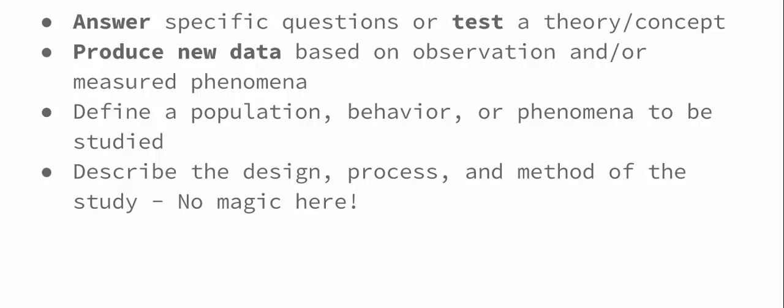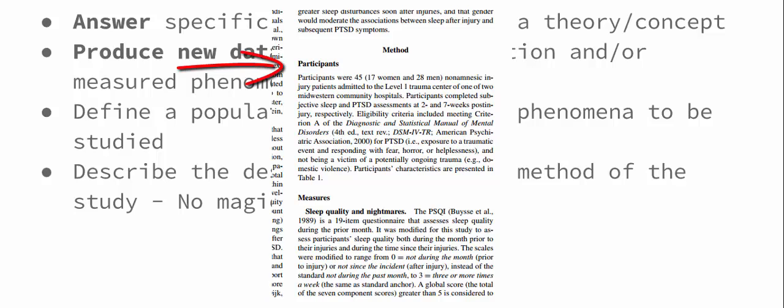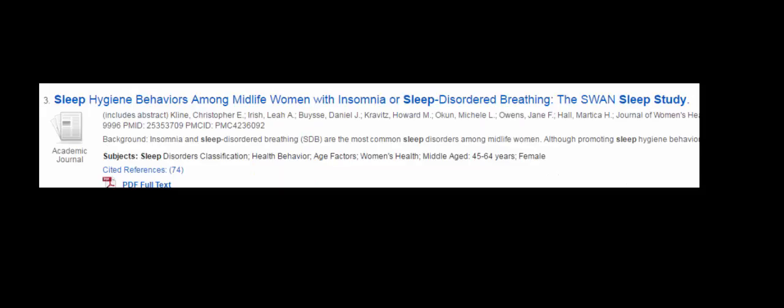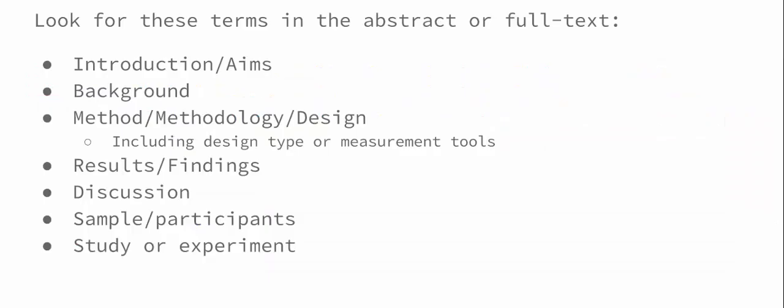Research study articles follow a similar format and basic design. Each study defines the population or sample, the behavior or phenomena to be measured, and describes the methodology or process used and how the data is validated. Some articles make it obvious by identifying the study within an article's title or abstract. However, you often will need to do a little bit of reading.